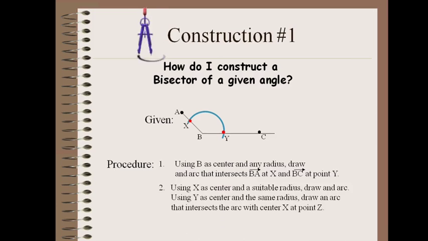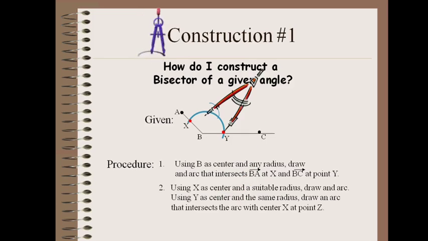Again, using X as center and a suitable radius, draw an arc; using Y as center and the same radius, draw an arc that intersects the arc with center X at point Z. So for that, again you need to take your compass, put your pointer at X and take any radius of any length, and you can draw an arc opposite to vertex B as shown on your screen.